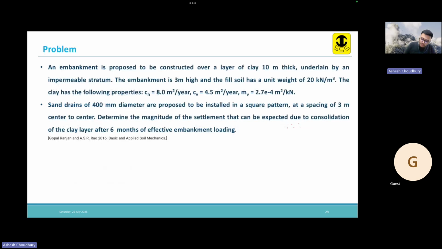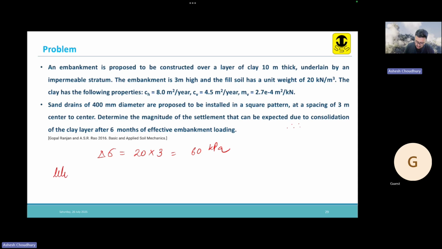So how to do it? Now how much is the effective stress that is being developed due to the embankment construction? That is nothing but the unit weight of the embankment times the height of the embankment. It is the extra effective stress that is getting developed in the soil. Due to this extra effective stress, excess pore water pressure is generated, and then this excess pore water pressure will dissipate, which will result in consolidation. 20 into 3, that is 60 kPa. I will do it a little bit fast because you have already studied these things in your soil mechanics course.